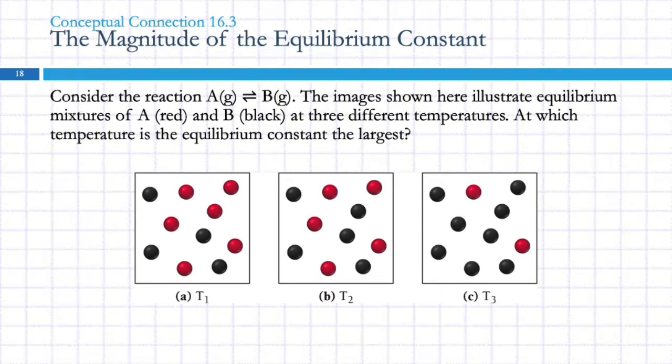Consider this reaction, and we're asked at which temperature is the equilibrium constant the largest? What's going to be true when the equilibrium constant is large? More products or more reactants? More products. So which of these temperatures has more products? C. Here we have a lot of products and very few reactants. Any questions?